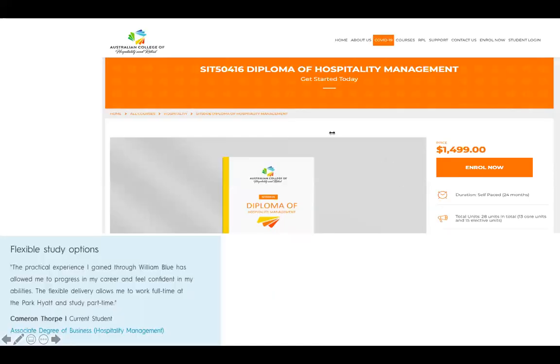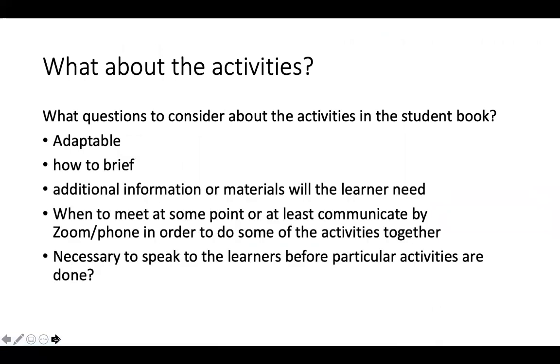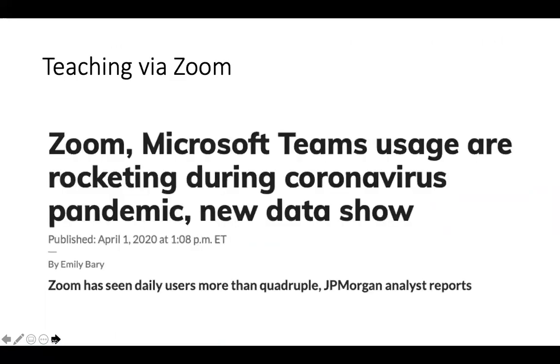And there's more and more online courses, like this is a Diploma of Hospitality with flexible study options, meaning you can do it online as well. So what about the activities? You need to make sure they're adaptable. You have to think about how to brief the students before they do them. Additional materials needed. Do you need to communicate before they do it? That sort of thing. Just talking in general about online learning.